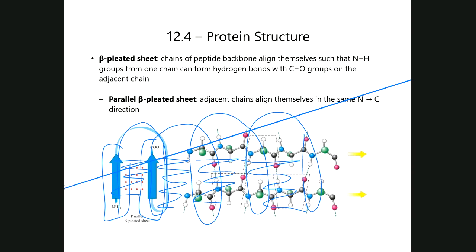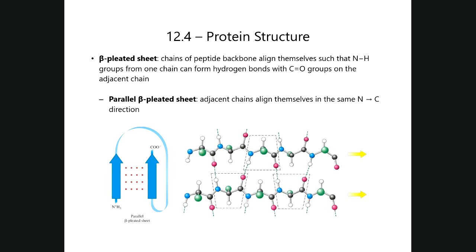So why do we call it parallel? It's called parallel because the pieces that ultimately end up aligning with each other are going from N to C, from N to C, right? I'm going to do this again, now in red. It goes like this, and like this, from N to C, from N to C. And this arranges with that, and this associates with that.